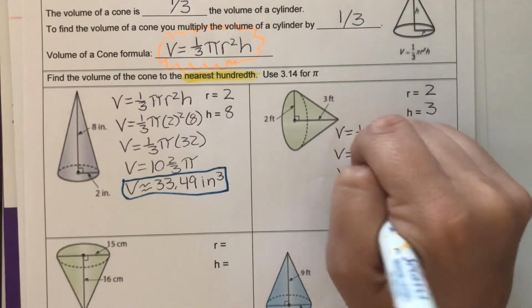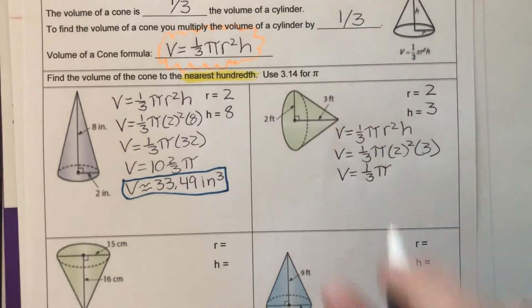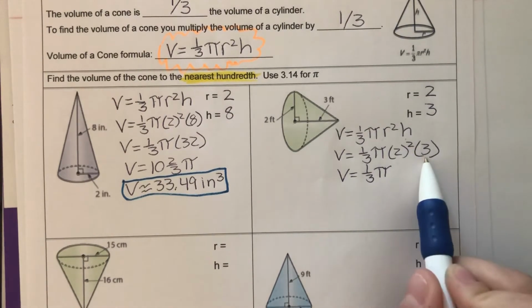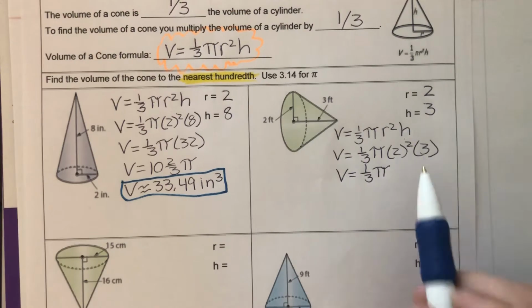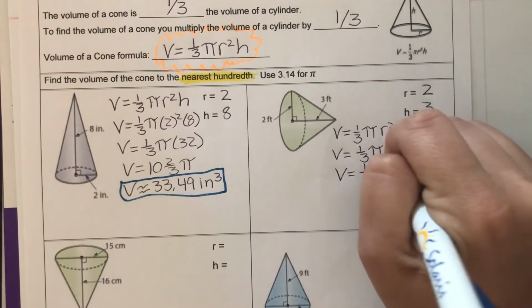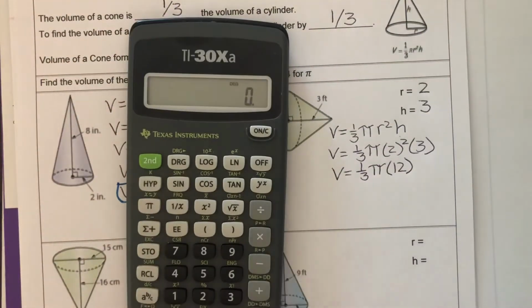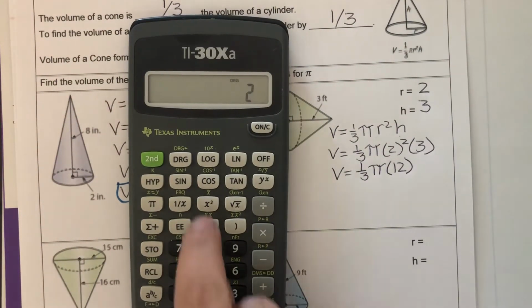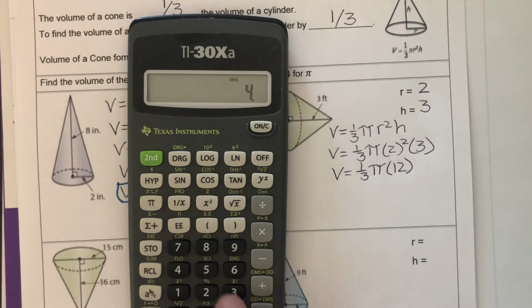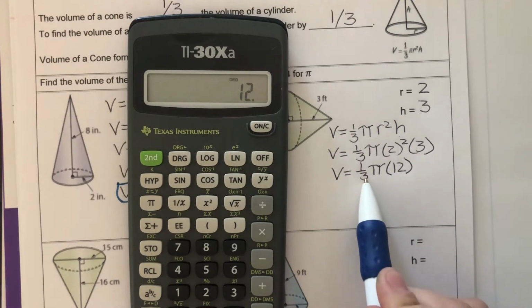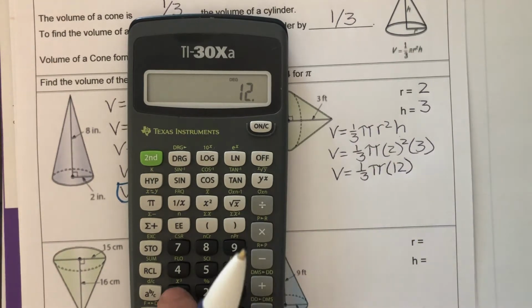Volume equals 1/3 pi. 2 squared, 2 times 2 is 4. 4 times 3 is 12. Or you can use your calculator. If you want to use your calculator, remember this is the squared button. 2 squared times the height, which is 3. That gives us our 12. Now we're going to multiply that by 1/3. So times 1 fraction button 3 equals 4.